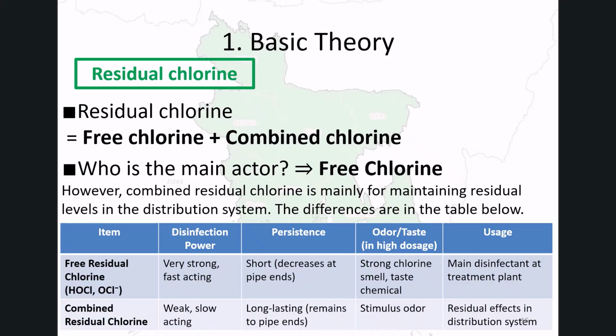The table compares their characteristics. Free chlorine provides strong and fast disinfection but disappears quickly. Combined chlorine acts slowly but remains for a longer time inside pipes. This difference explains why residual chlorine includes both forms. One ensures immediate safety at the treatment stage, and the other helps protect water quality during distribution.